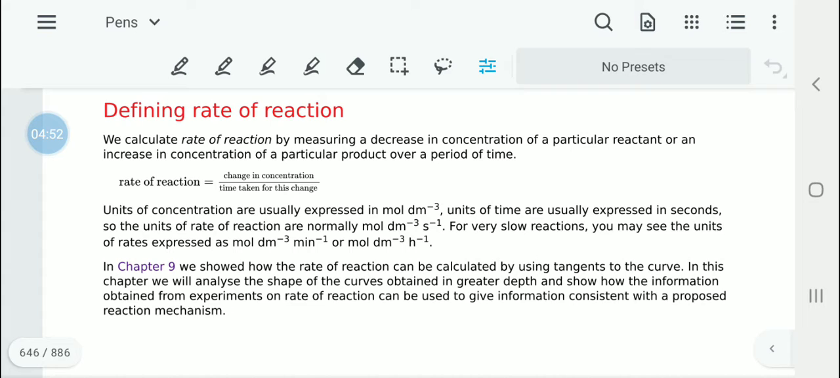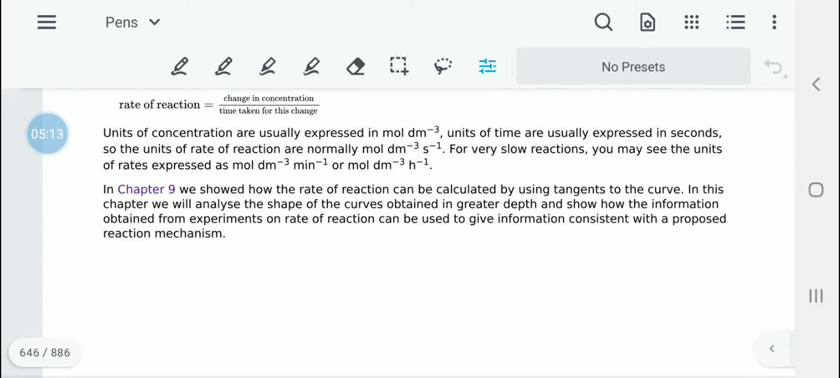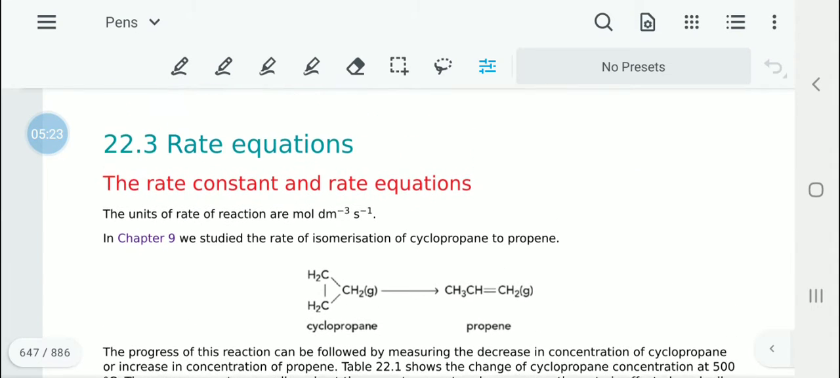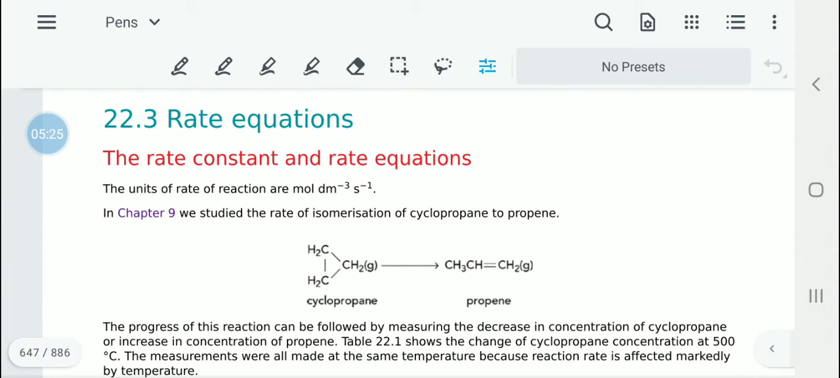Then underneath that, write units: mole per cubic decimeter per hour for slow reactions. Mole per cubic decimeter per second is for fast reactions. Yeah, so now that is what we have learned. Now let's move on to rate equations.